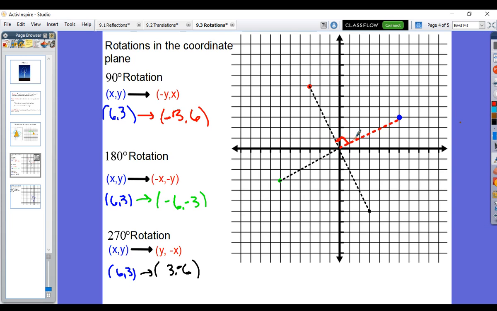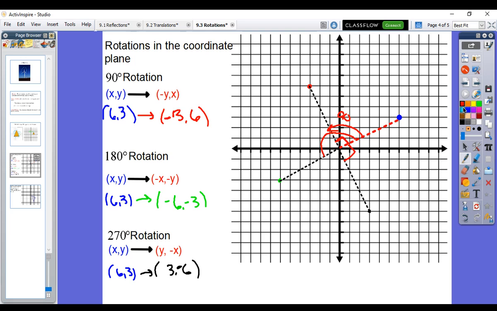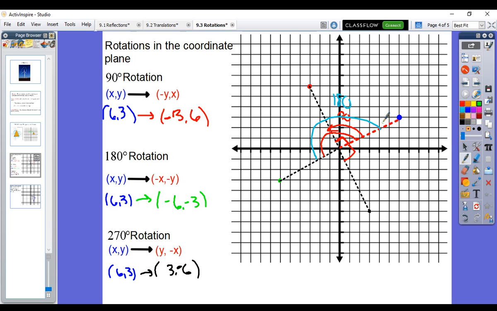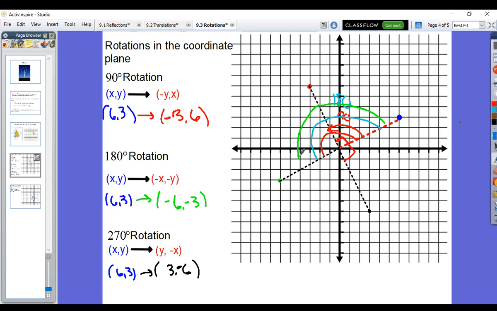At 90 degrees, a 180 rotation should make a straight line, and a 270 should make a 90-degree angle on this side. So this is 90. This right here, 180. And then the last one goes almost all the way around. This is a 270-degree rotation. And again, if you do a 360, you're just exactly back at the starting point.